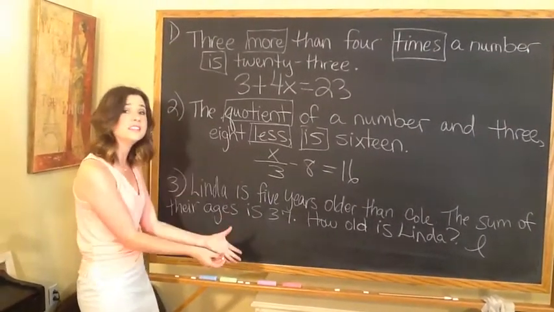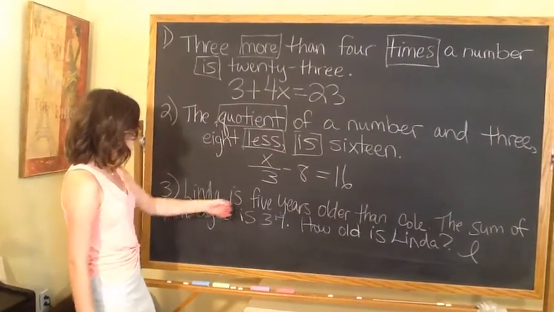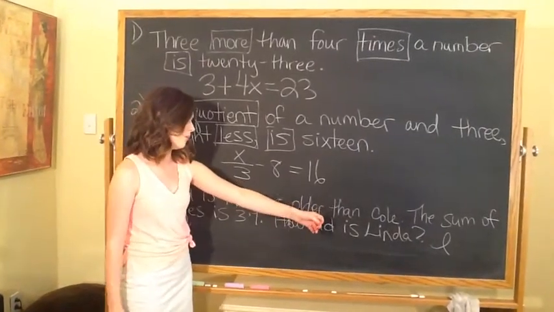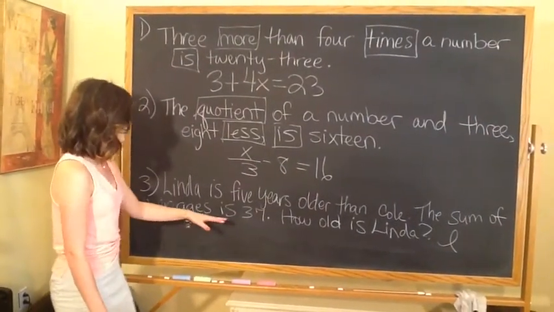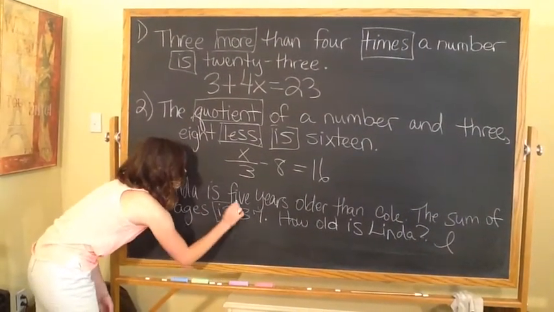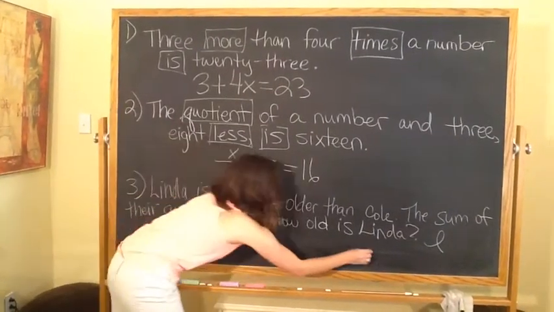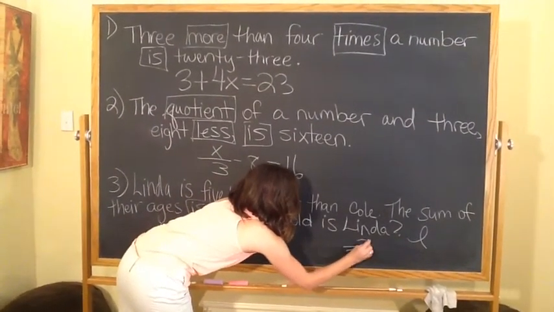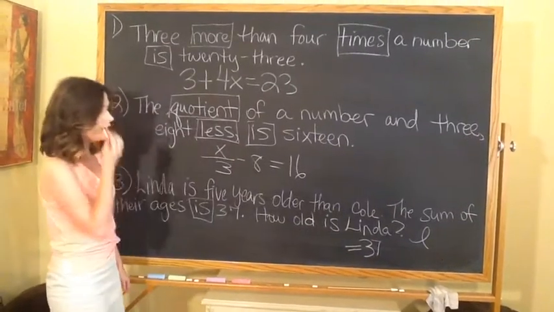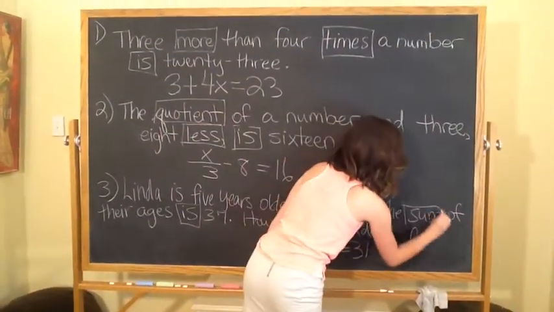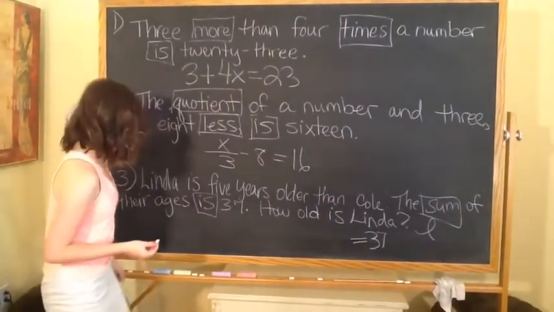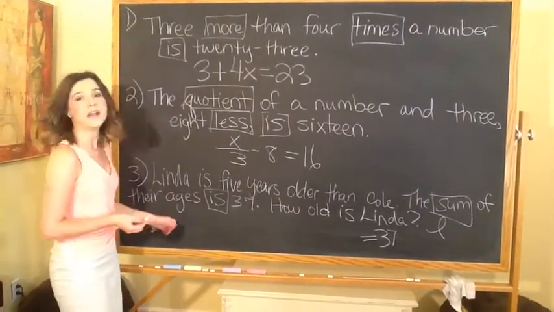Now what are we doing with this variable? It says Linda is 5 years older than Cole. The sum of their ages is 37. So I see the word is 37, so I know that the equation is going to be equal to 37. I also see the word sum, so that means we're going to be adding two things. And what are we adding? The sum of their ages.